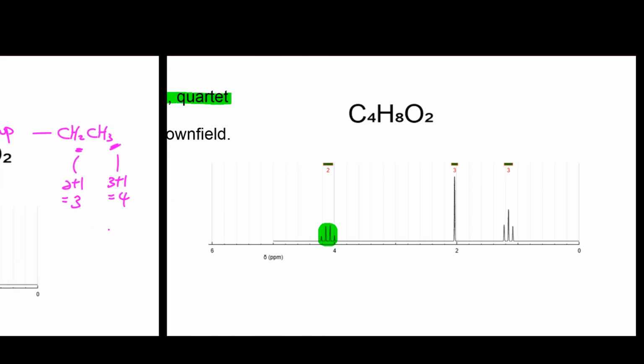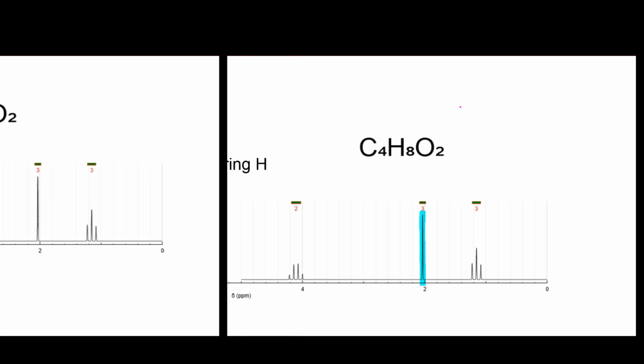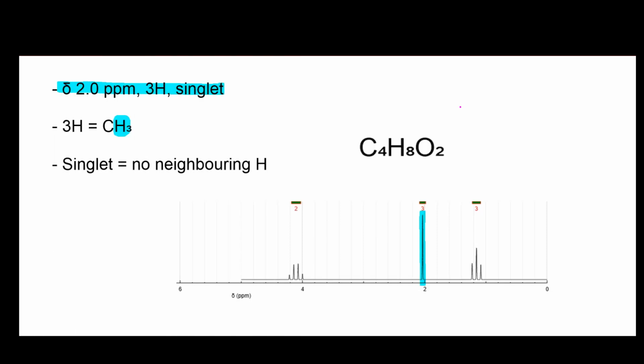The 2-hydrogen quartet appears around 4.1 ppm. This is quite downfield for an ordinary alkyl CH₂. So it suggests that the CH₂ is attached to a highly electronegative oxygen atom. Therefore, the ethyl group is likely OCH₂CH₃. That's because CH₂ near oxygen is more deshielded. The 3-hydrogen singlet near 2.0 ppm suggests a methyl group next to a carbonyl group.